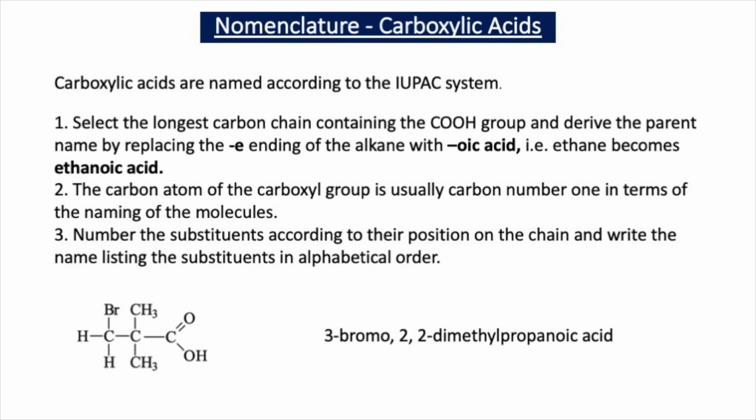Now, there are 3 carbons in the longest chain. So this carboxylic acid is propanoic acid. The carbon number 1 is the C double bond O OH. So therefore the bromine is on carbon 3. And there are 2 methyl groups on carbon 2. So this compound is called 3-bromo-2,2-dimethyl propanoic acid.